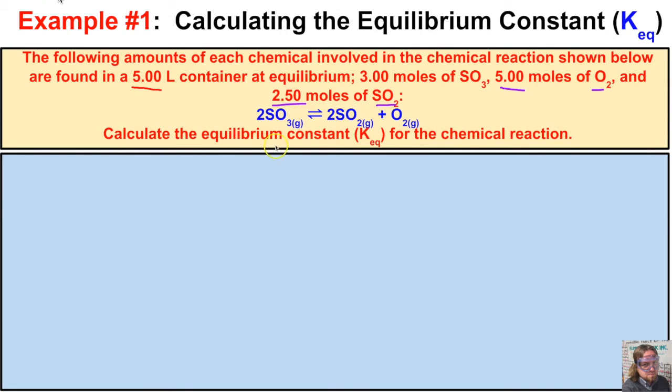And so what we want to do is calculate the equilibrium constant, or Keq, for the chemical reaction that's taking place right here. So the very first thing that we have to do here is, in step 1, we need to find the concentrations, or molarity. We need to find the molarity of the substances that are in this chemical reaction. So let's go ahead and do that.